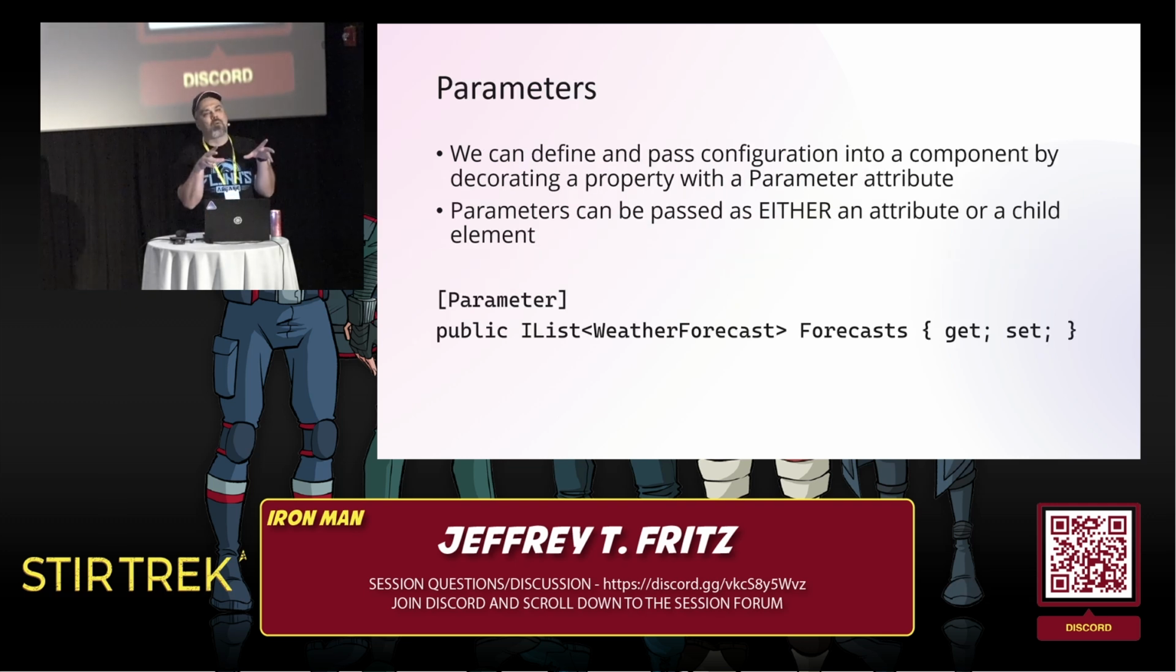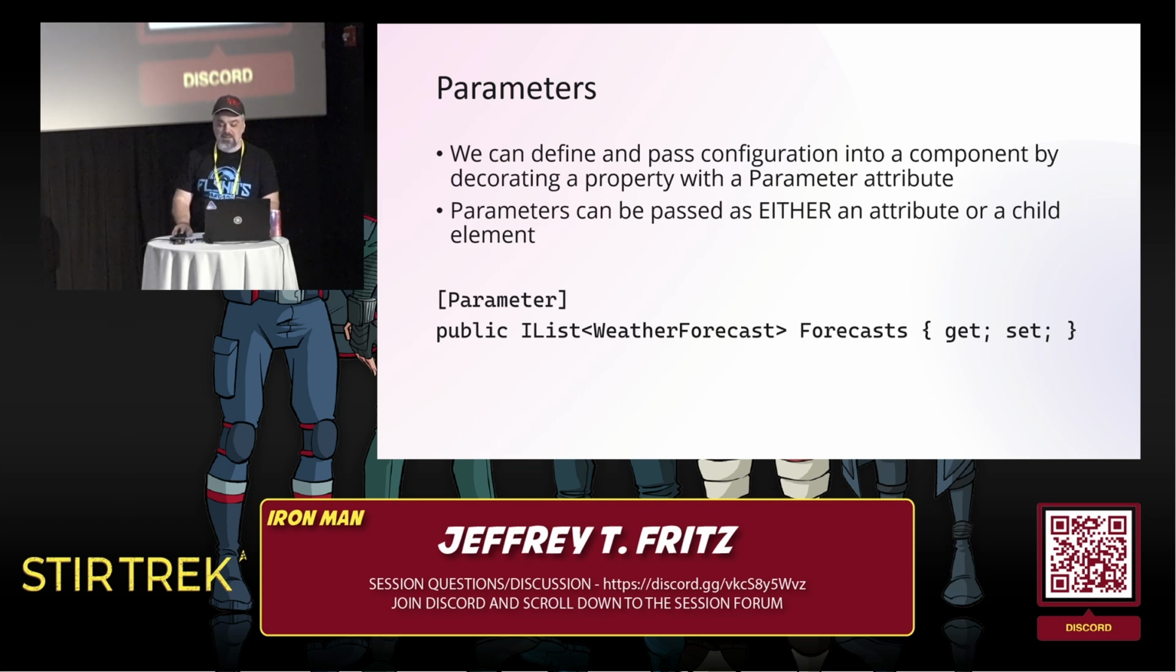You can add a parameter to your components by using an attribute, right? Inside square brackets, you put the word parameter on a property, a public property, and it doesn't have to be a string or an integer or any other primitive type. You can make it a complex type. In this case, I'm going to pass in an IList, a collection of weather forecasts so that we can start up and have our application present weather forecasts inside my grid.